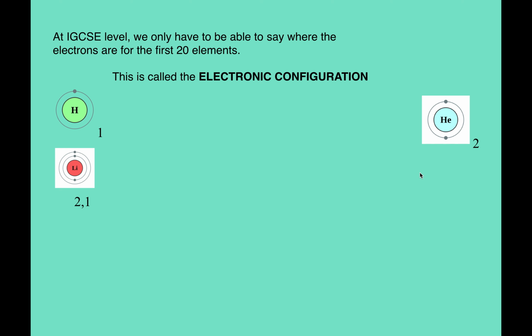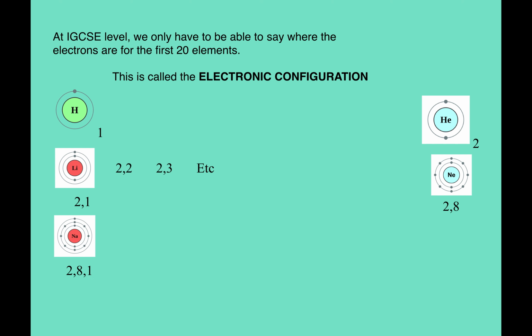Lithium is in the second period. It's got 2 shells. So what it has is 2 electrons in the first shell and then 1 electron in the second shell. So the electronic configuration is 2, 1. Beryllium would be next. It would have an electronic configuration of 2, 2. Boron 2, 3. All the way along that period until we get to neon, which has got an electronic configuration of 2, 8. 2 electrons in the first shell and 8 electrons in the second shell.